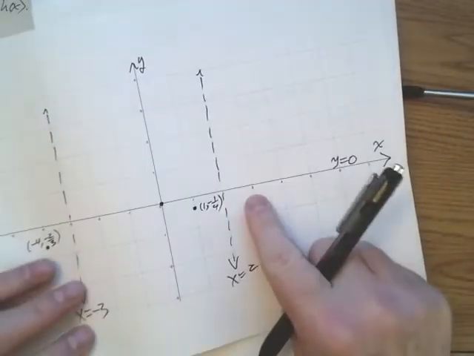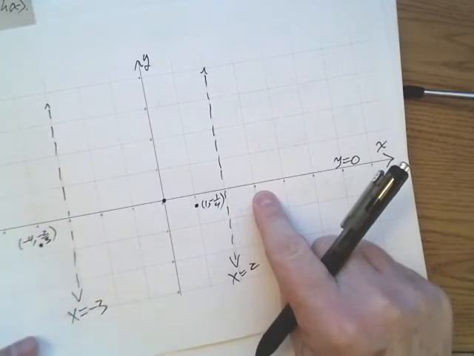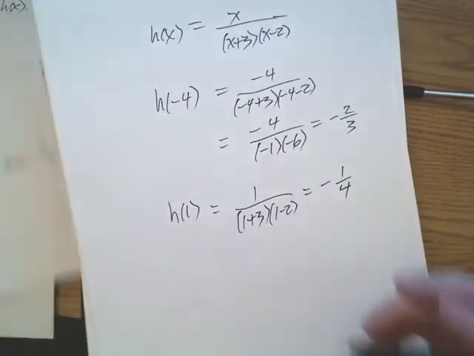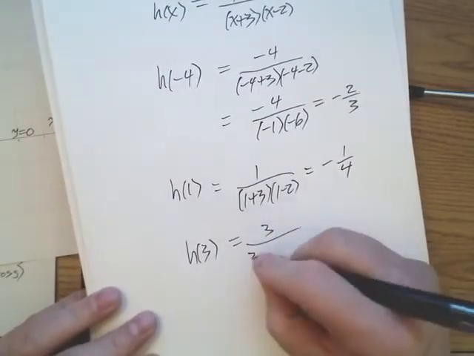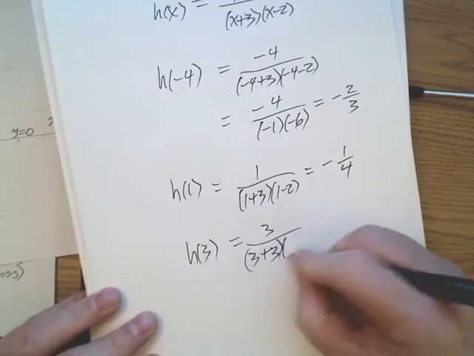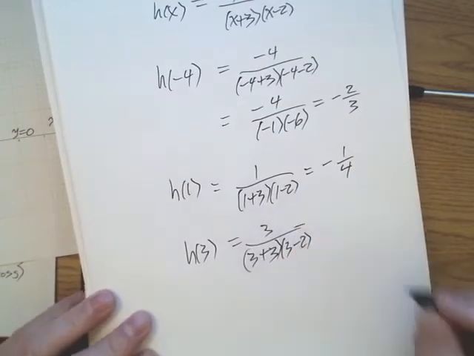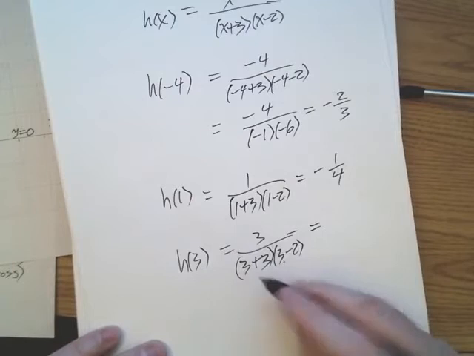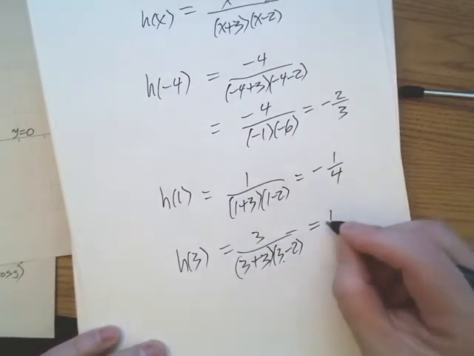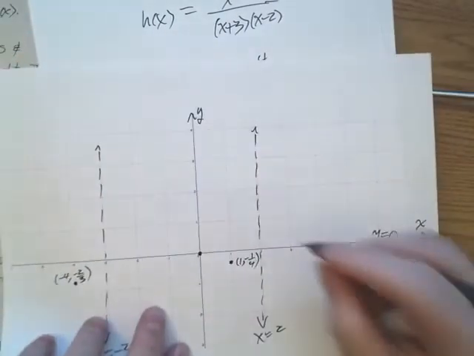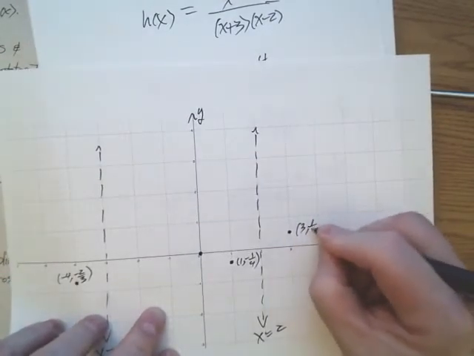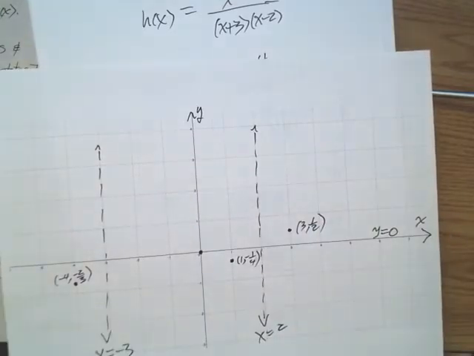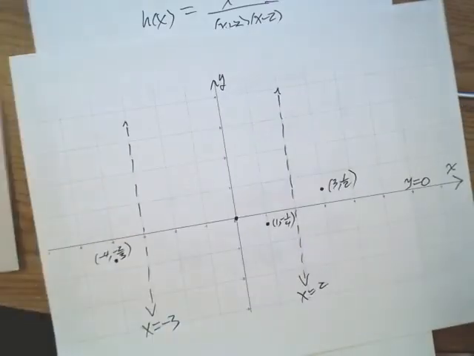And then how about out here? We need one out here. How about at 3? What's h of 3? That would be 3 over 3 plus 3, 3 minus 2. That's really 1, so we've got 3/6, or a half. So this is actually 3 comma 1/2. All right, now I'm going to use a pencil when I sketch this in. Now let's talk about what this graph must look like.